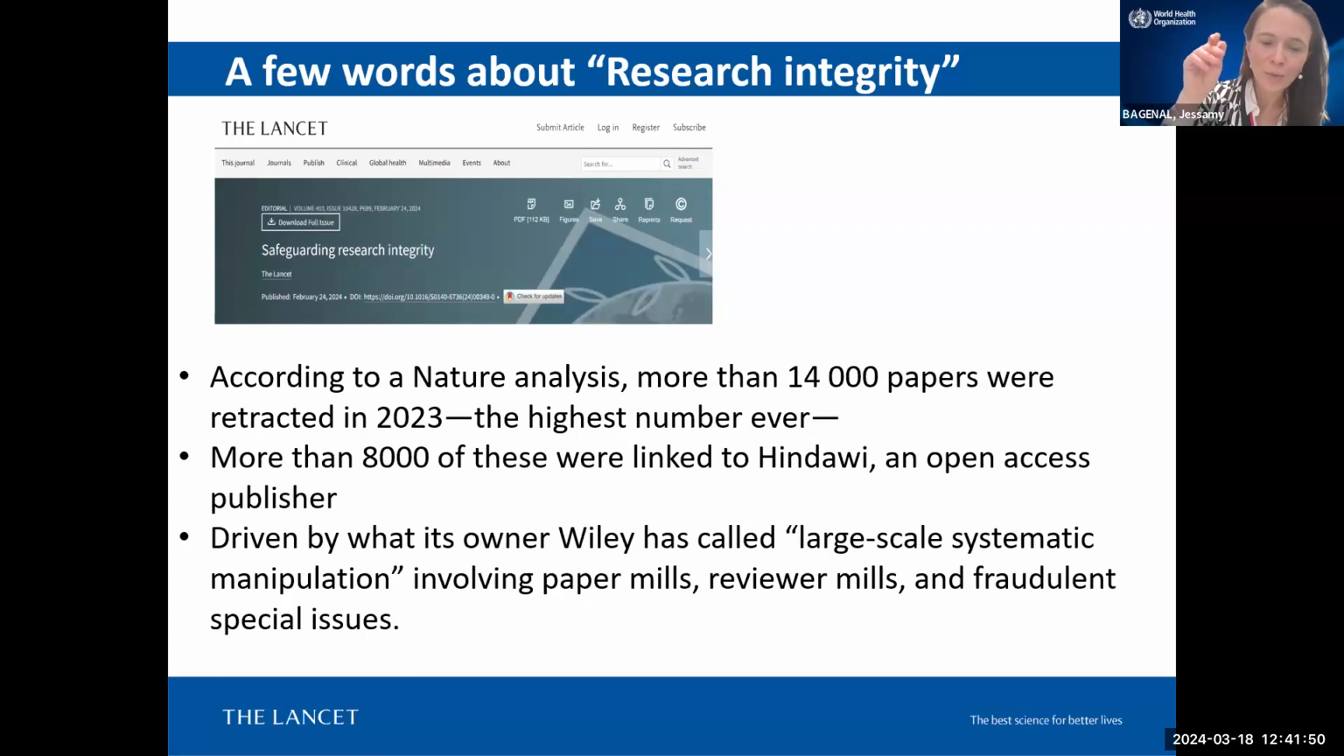I wanted to say a few words about research integrity. It's obviously completely crucial to the scientific process that we can believe and trust in what we're reading.